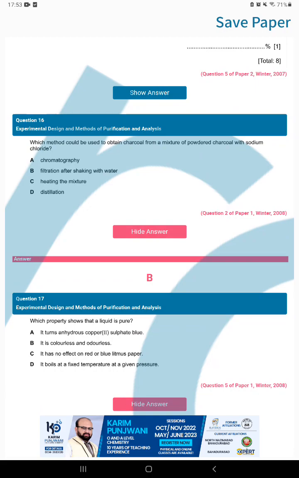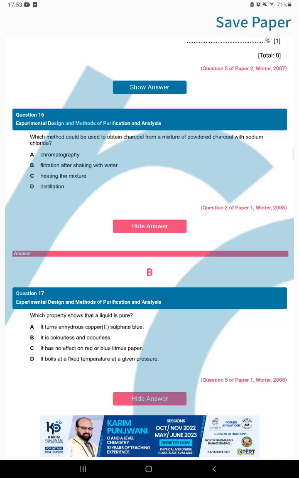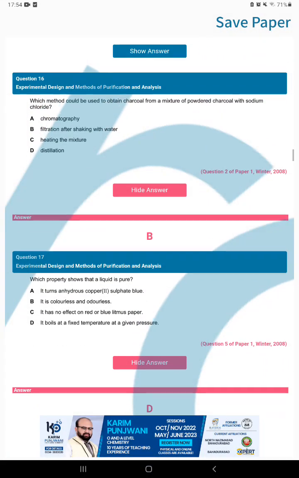Question number 17. Experimental design and methods of purification analysis question. Which property shows that the liquid is pure? It turns anhydrous copper sulfate blue. It is colorless and odorless. It has no effect on red or blue litmus paper. It boils at a fixed temperature at a given pressure. What do you think?